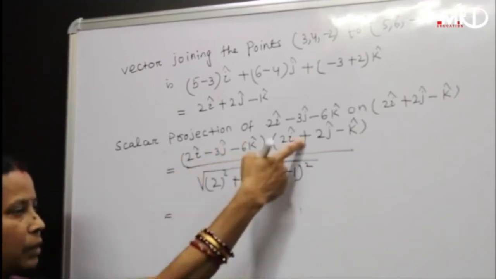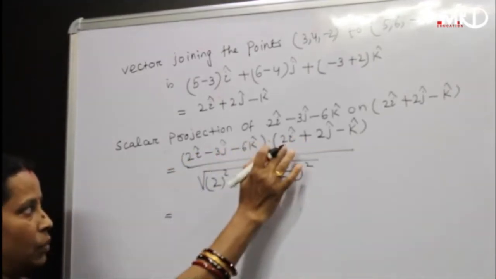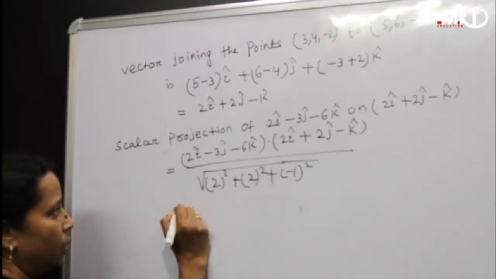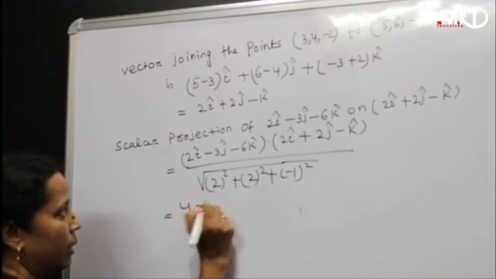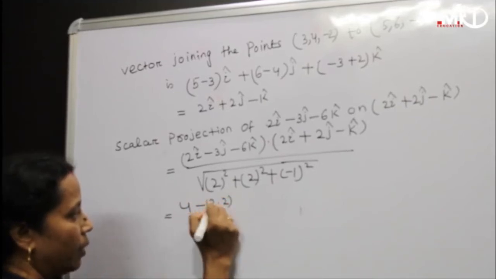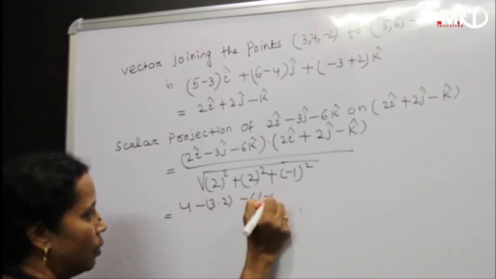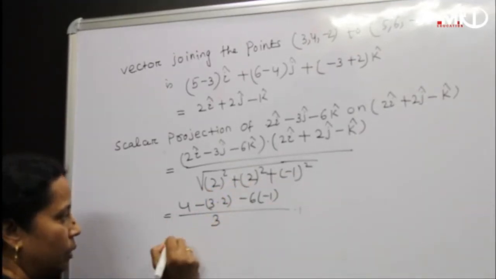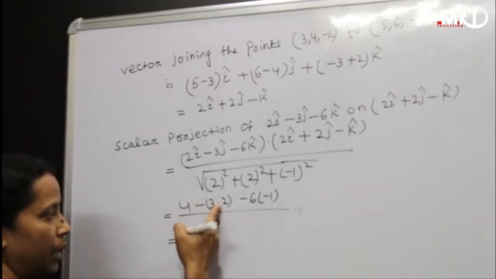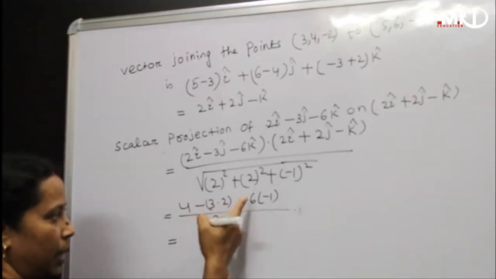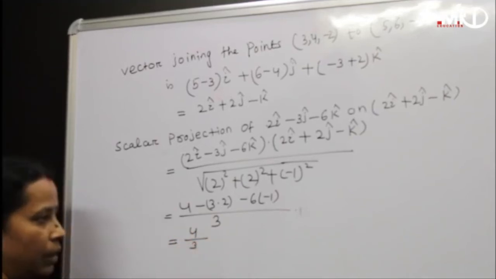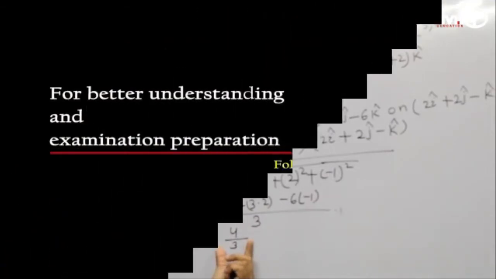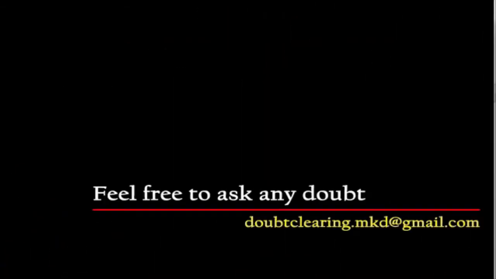So the dot product, we already know, is A1 A2 plus B1 B2 plus C1 C2. So it is equal to 2 into 2, that is 4, minus 3 into 2, minus 6 into minus 1, by root over 9, that is equal to 3. So it is equal to 4 minus 6 plus 6, so it is equal to 4 by 3. Since this is the scalar projection of this vector on this vector, scalar projection means you only have to find the magnitude.